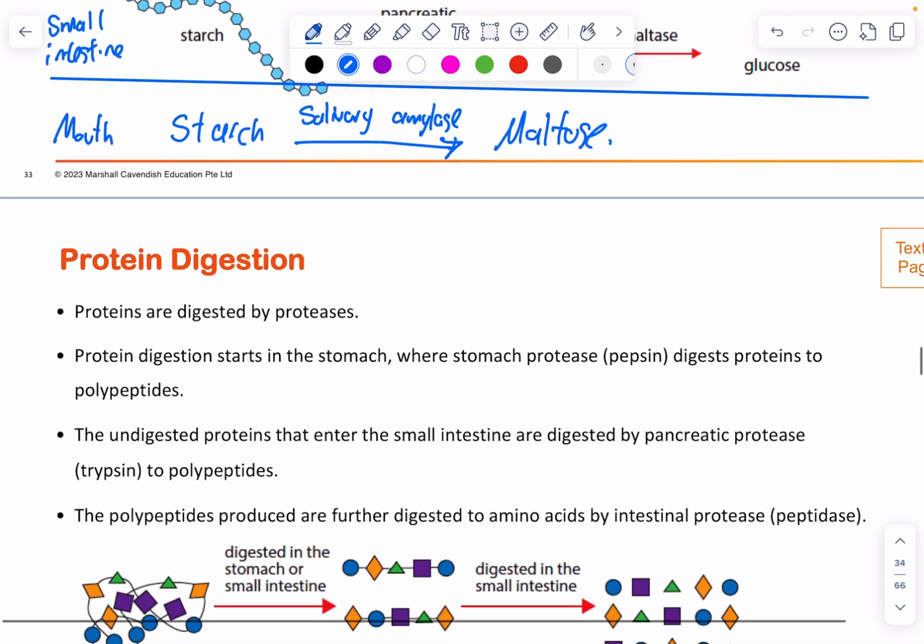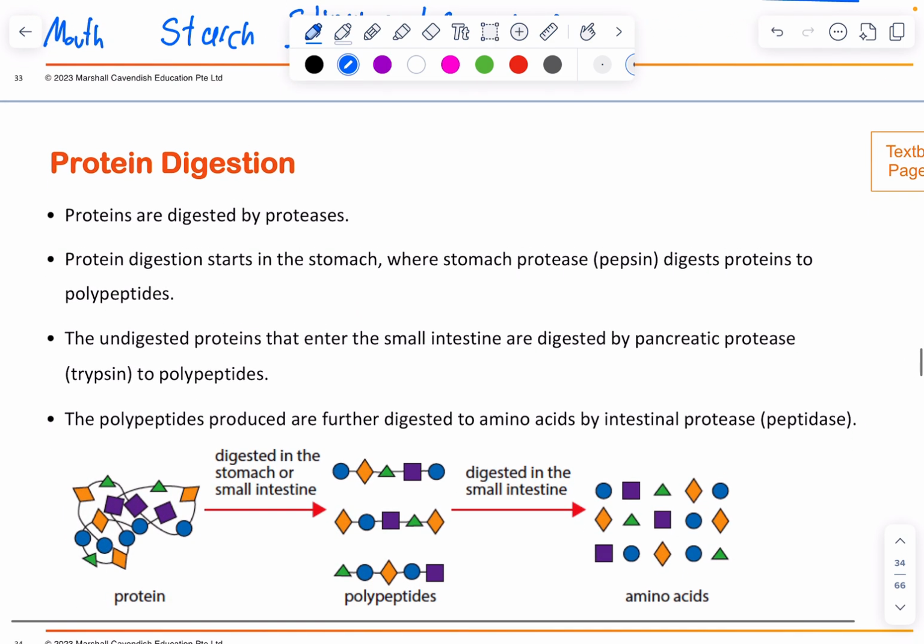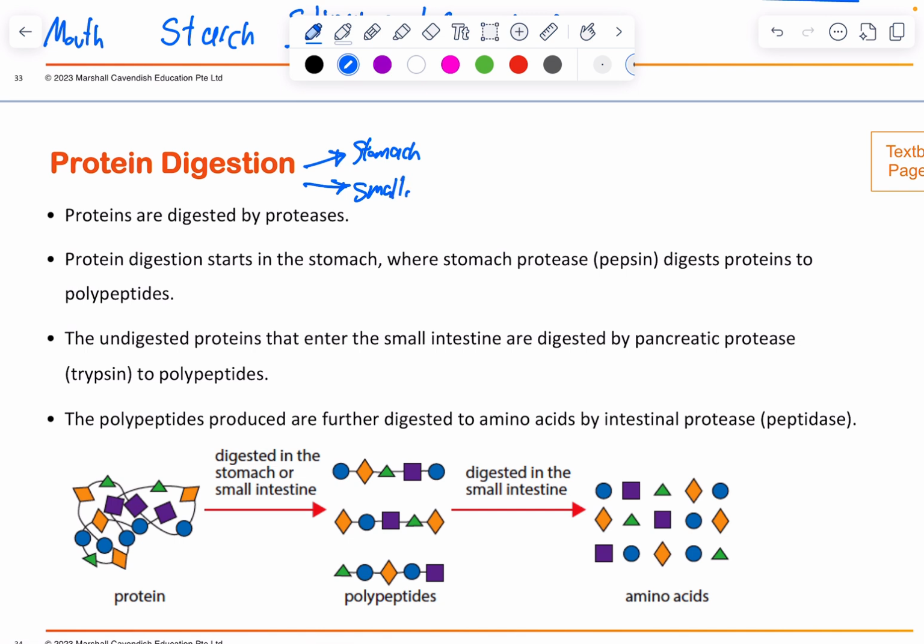In protein digestion, there are a few places where protein is digested. It is digested in the stomach, and it is also digested in the small intestine. So what actually happens in the stomach? Generally, in the stomach, your protein is digested into polypeptides by the action of pepsin.